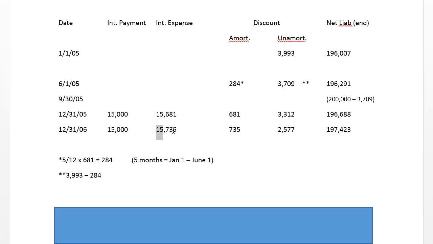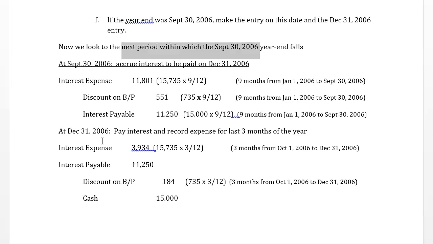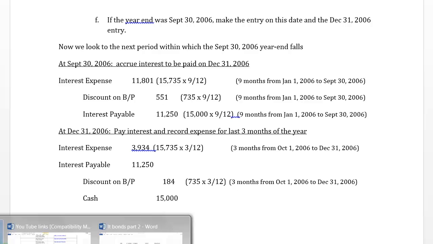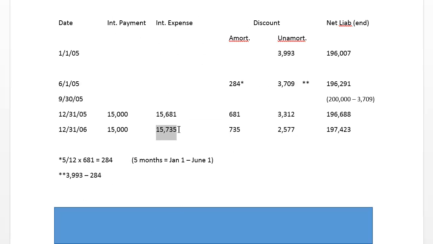So now the interest for the entire 06 is $15,735, right? The entire amount of amortized discount is $735, and the amount of unamortized discount is what you had to open 06 less what you would have amortized, right? So now let's go back to the problem, and what we need to do is we need to accrue interest. Well, we just said the full amount of interest expense that we would book for the entire year would have been $15,735, which is $196,688 times your yield, and that will give us $15,735, right?